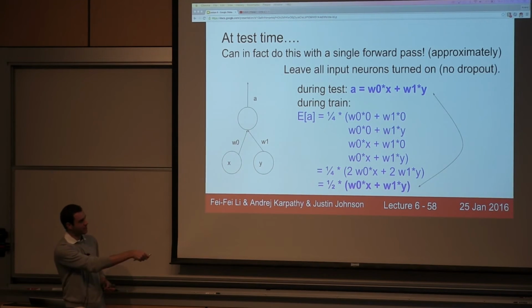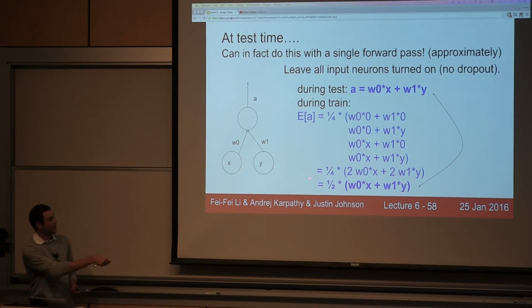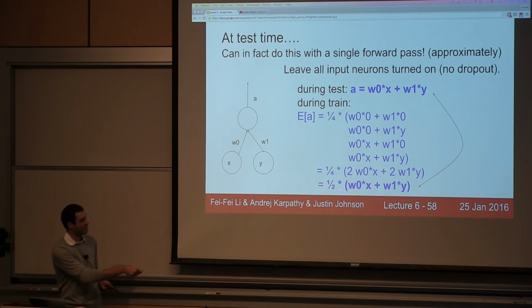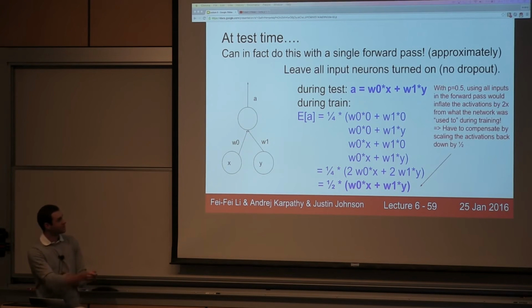And if you actually crunch through this math, you'll see that when you reduce it, you end up with 1/2 of W0 times X plus W1 times Y. So in expectation at training time, the output of this neuron was actually 1/2 of what it is at test time. Okay? And so when you want to use all the neurons at test time, you have to compensate for this additional 1/2. And that 1/2, by the way, is coming from the fact that we've dropped units with probability of 1/2. And so that's why this ends up being 1/2. So with probability 0.5, we drop inputs in a forward pass.